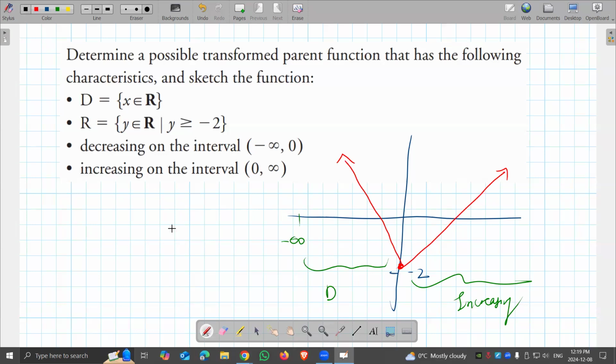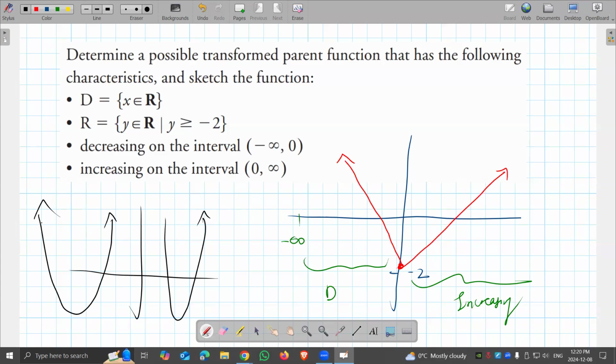There's an infinite number of answers. Another one would be maybe a quadratic. You could do it like this. You could put it there. You could put it here. Really, you can put it anywhere as long as the minimum value is -2 and it's opening up. Okay? So I think that is the answer to this one.